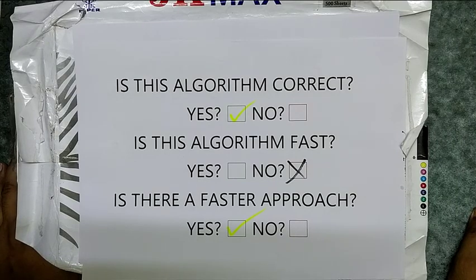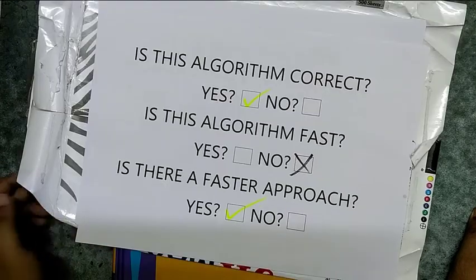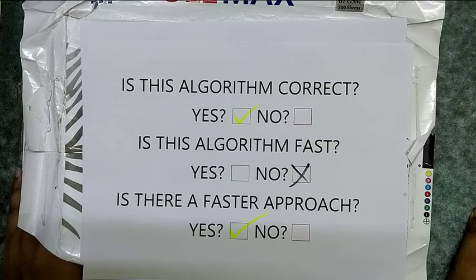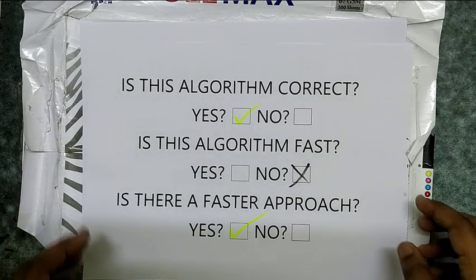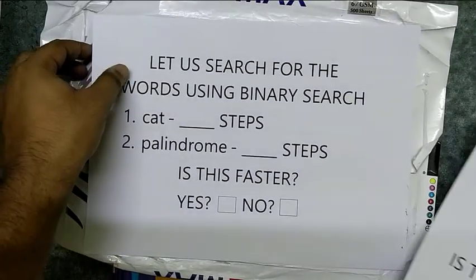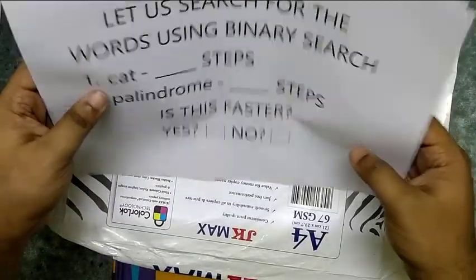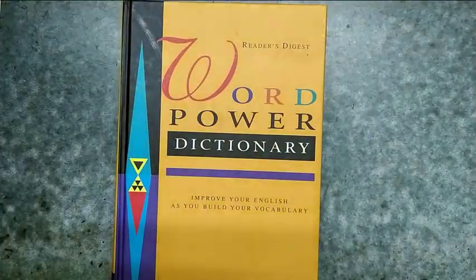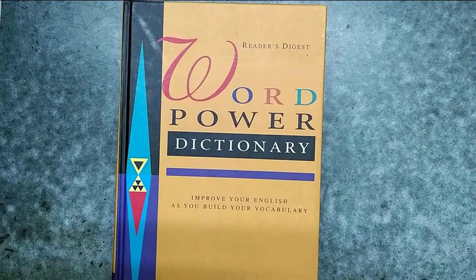If I would have told you to find the word palindrome instead, it would have taken you hours following this approach, right? But it begs the question, is there a faster approach? Yes, there is. And that is binary search. So, let us next try to find the words cat and palindrome through binary search, all right? Let's see what binary search tells us.